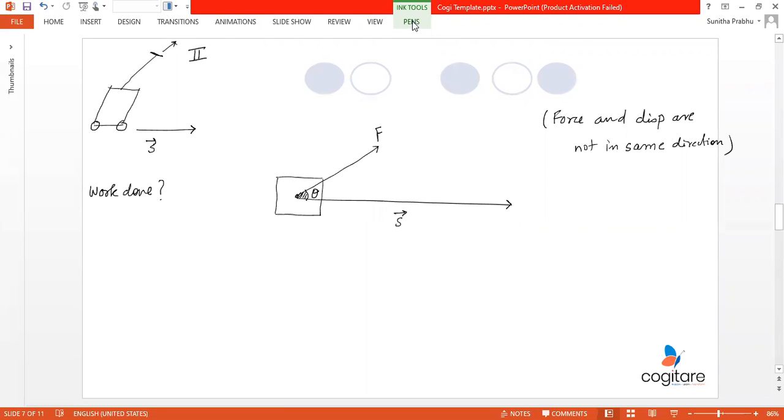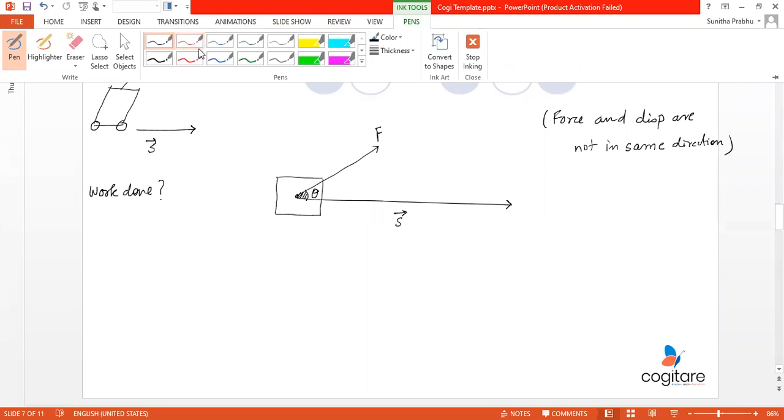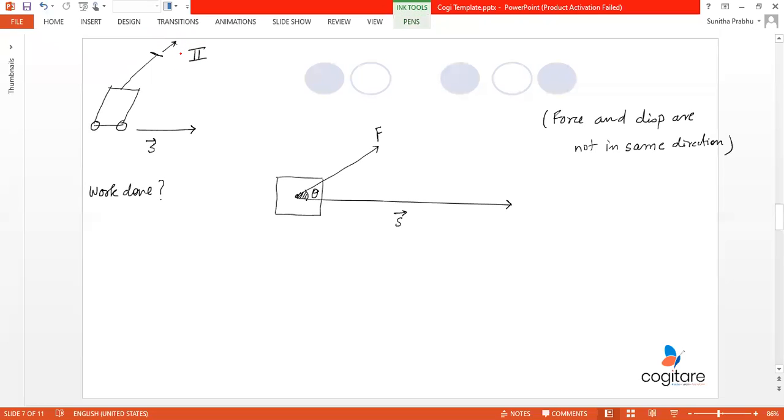Our smart boys will answer. So is it F into S into the sine of the angle theta?